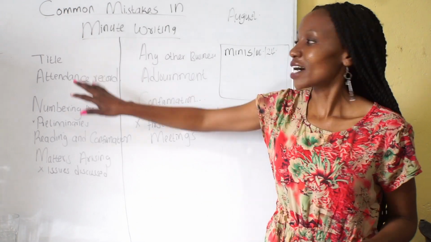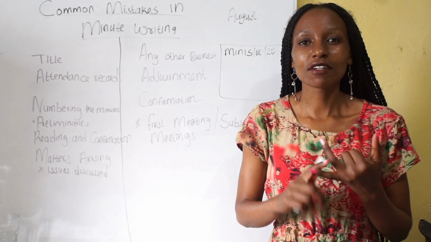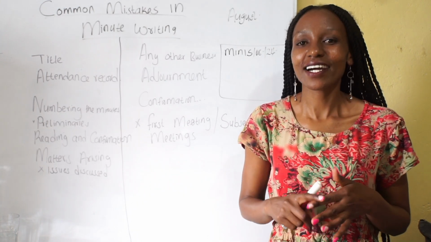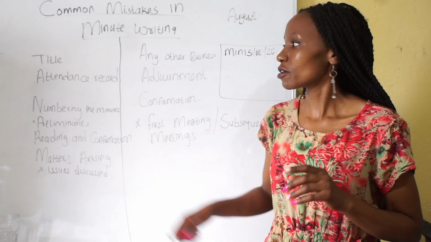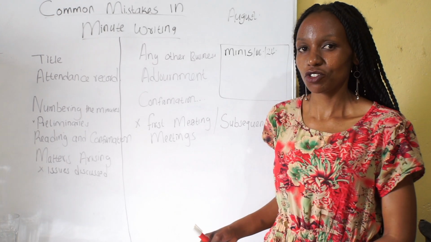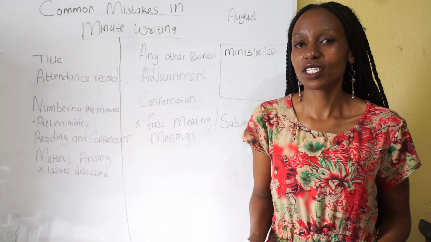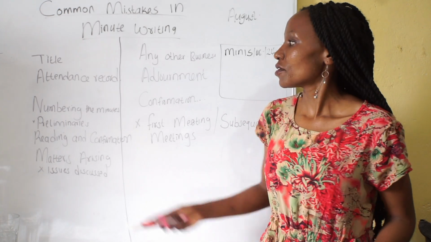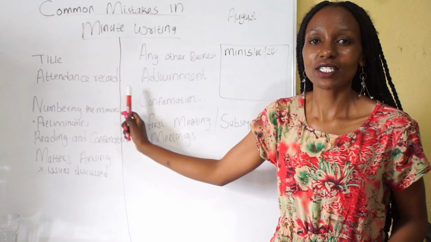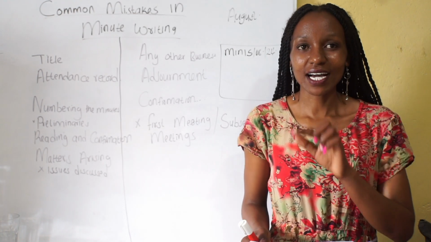From the title, we have the attendance record. It includes the members present, absent with apology, absent, and the in attendance. The mistake that the students normally do in this area is not following the guidelines given in the question. And the other thing is not writing the posts or the positions of the members. If you're having member number 1, Jane, whatever, you have to include whether it's the chairperson, the secretary, or just a member.